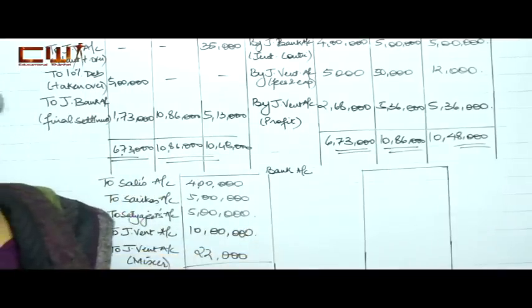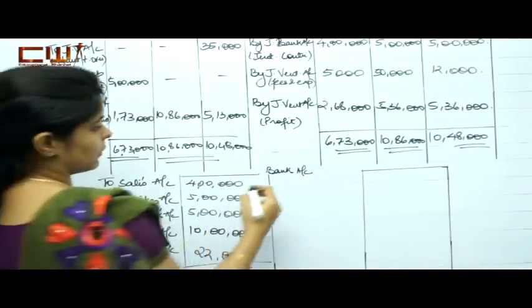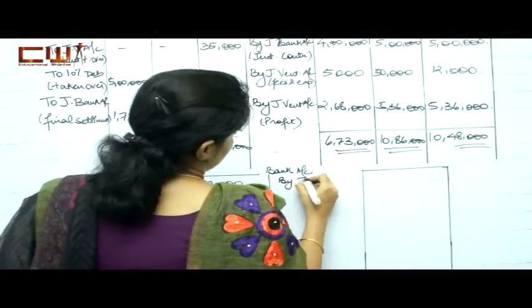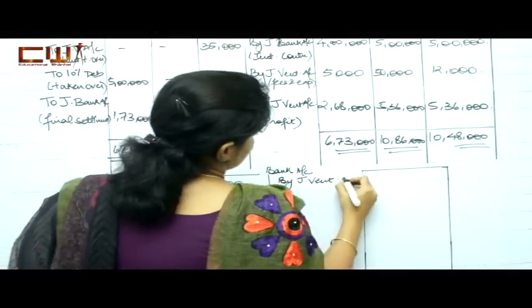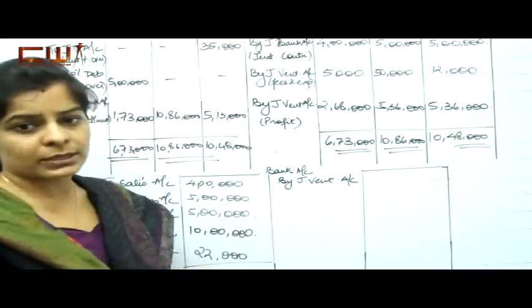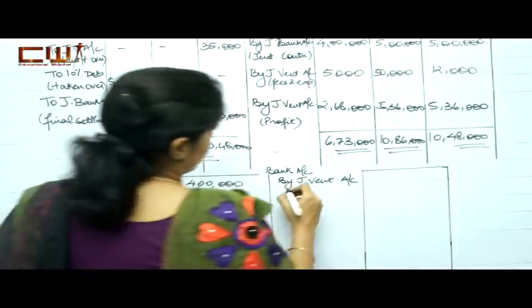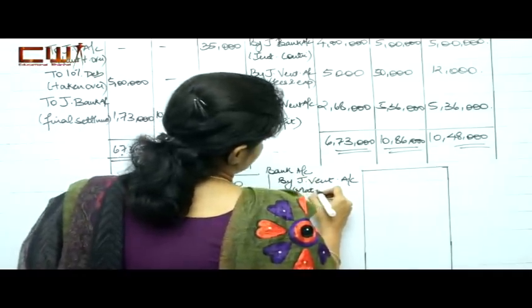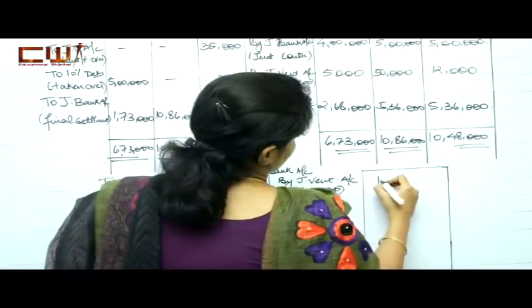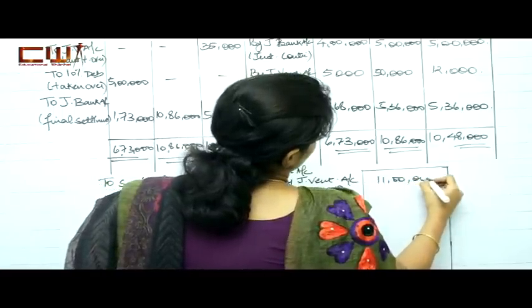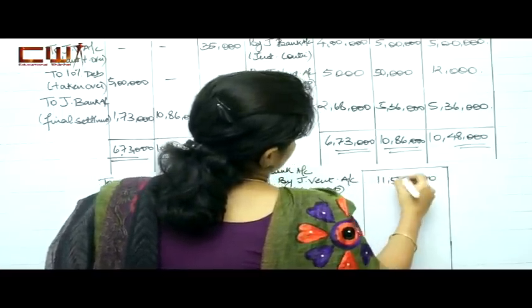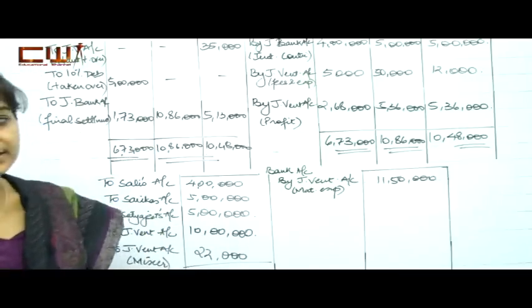What will come on this side? This is the joint venture account. You will write expenses by joint venture account. What all are there? Materials and expenses 11,50,000. Right? Next, what? Next is Satish.